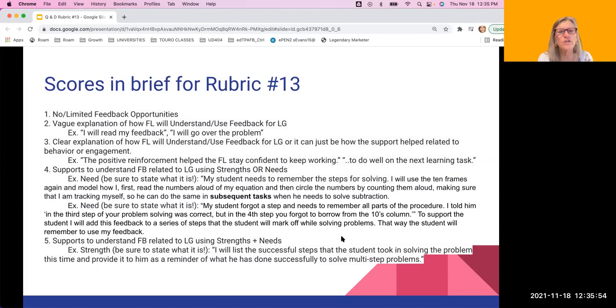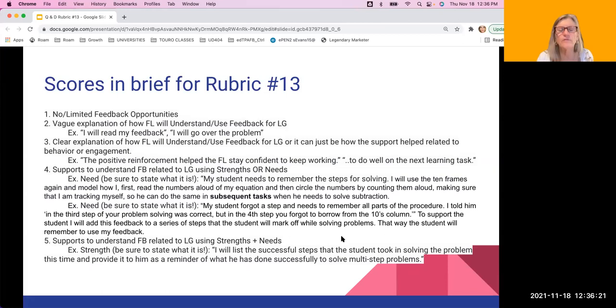And here you want to talk about how it helps them obtain the learning goal related to their strengths or needs. So before you gave them specific advice related to a strength or need, now you're saying how that advice helps them, given that need or given that strength, get to the learning goal. So an example of that would be, say what the need is first of all, be sure to state what it is. So my student needs to remember the steps for solving a problem.